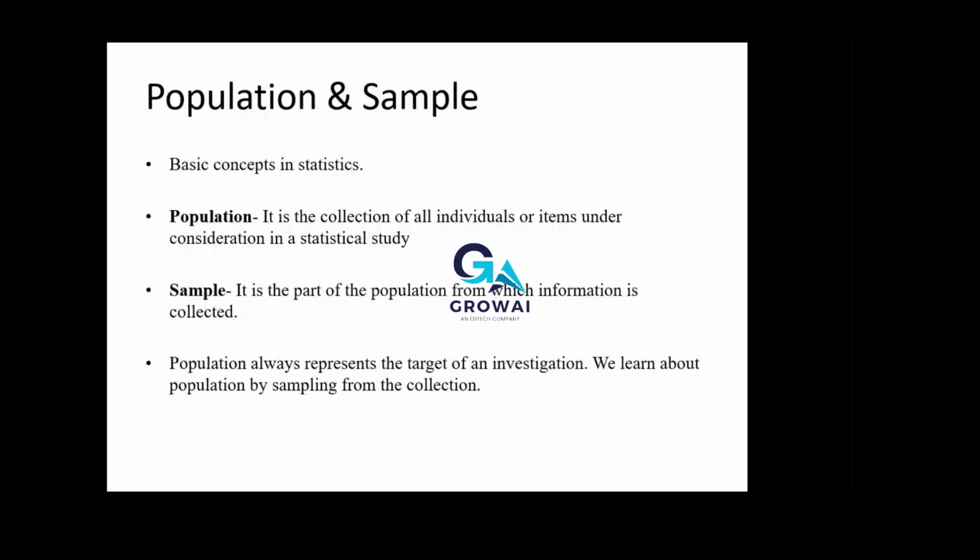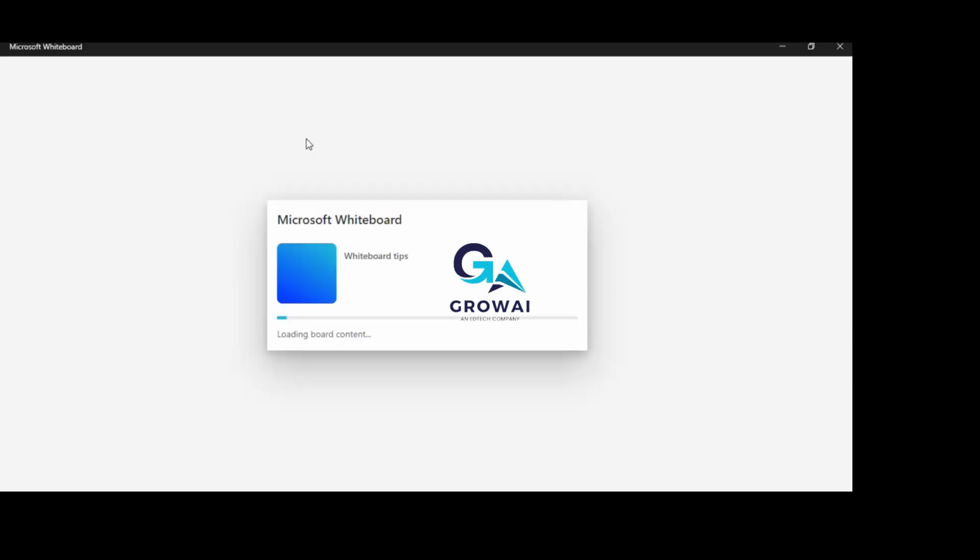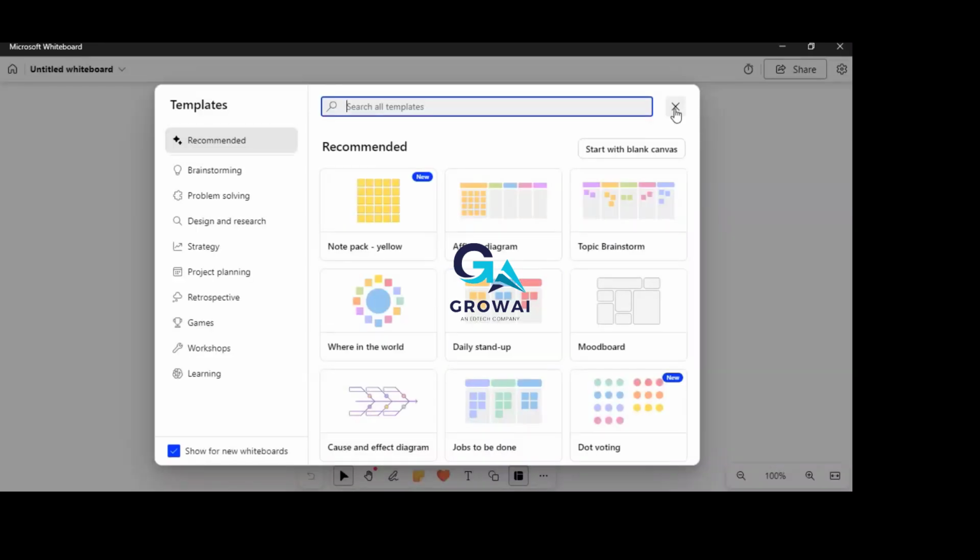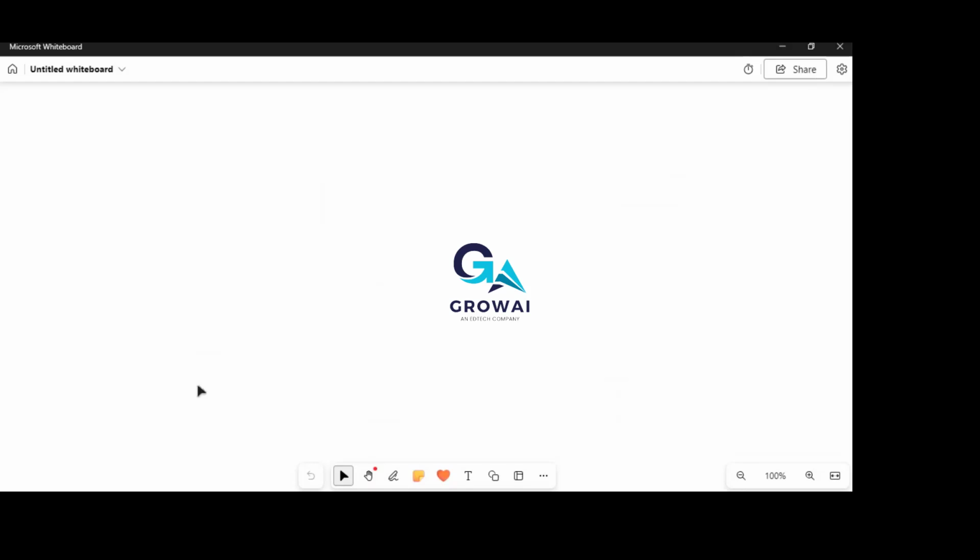And when it comes to statistics, these two terms are a bit important actually. Okay, so one is population and another one is sample. Does anyone know what is population and sample? Do you guys know what is population and sample? No, sir.